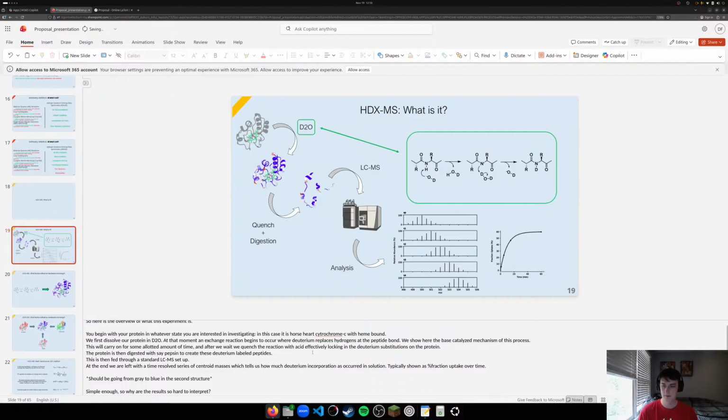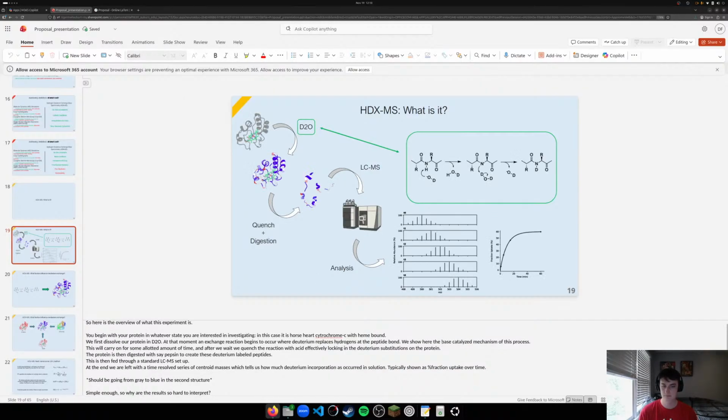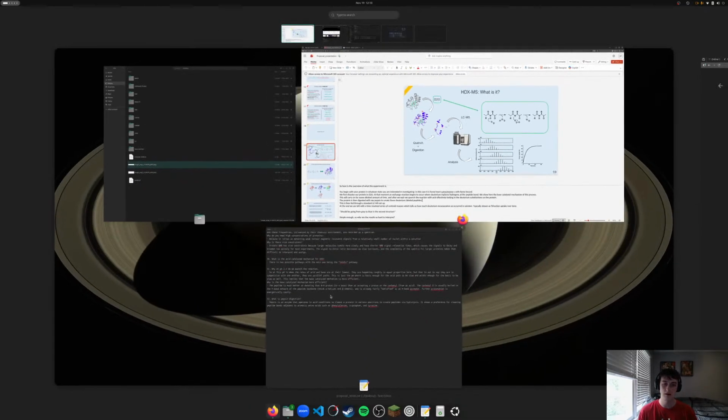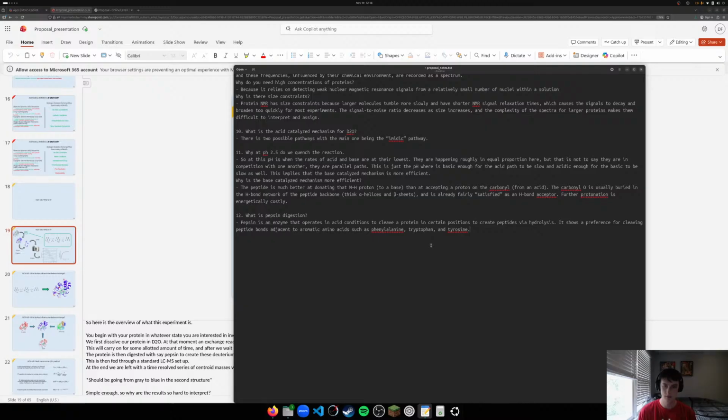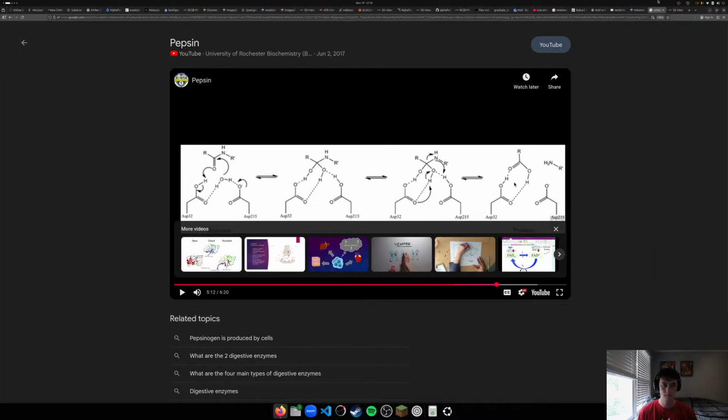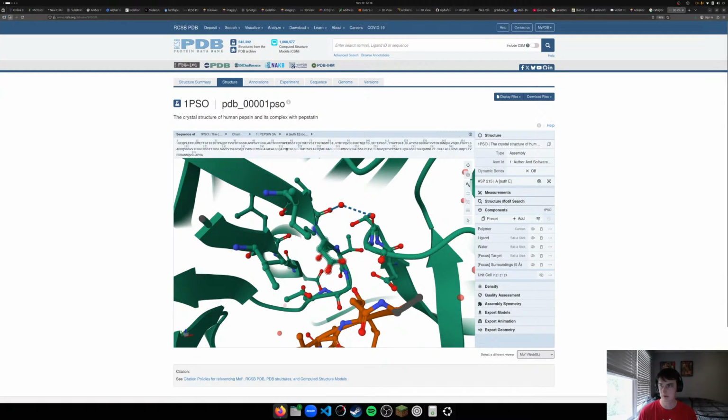So what was the question we had? This will carry on, and we wait to quench the reaction with acid, effectively locking deuterium substitutions in the protein. The protein is then digested with, say, pepsin to create the deuterium-labeled peptides. They might ask, are there any other proteases? This is what I think it's called, protease.